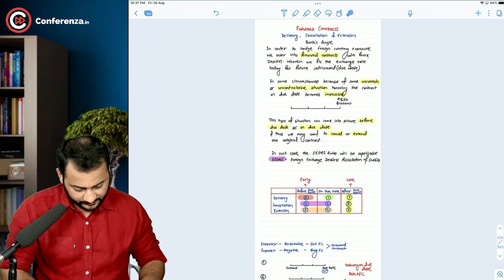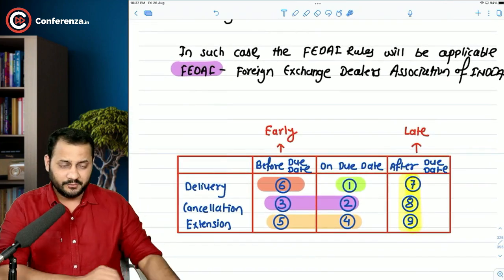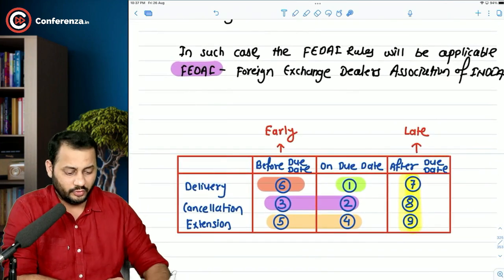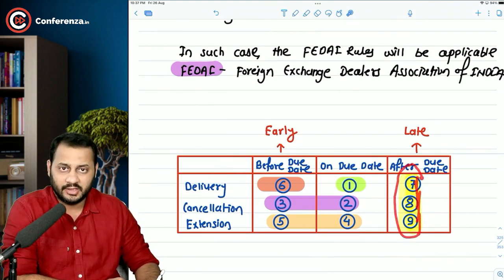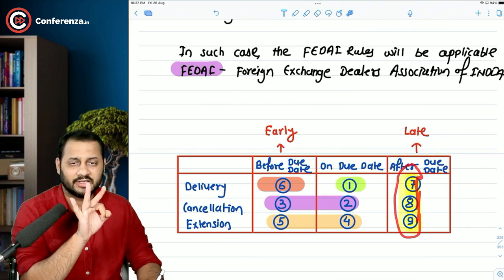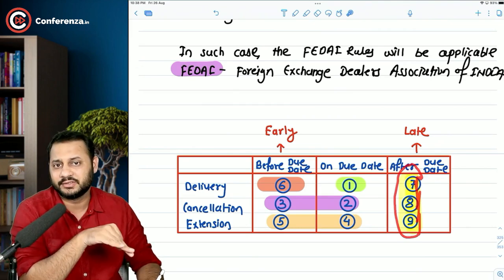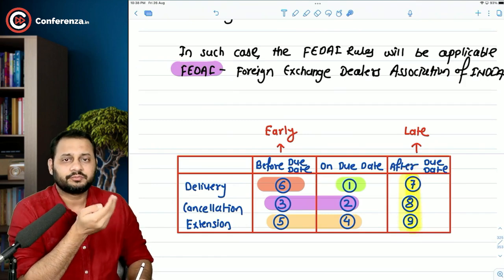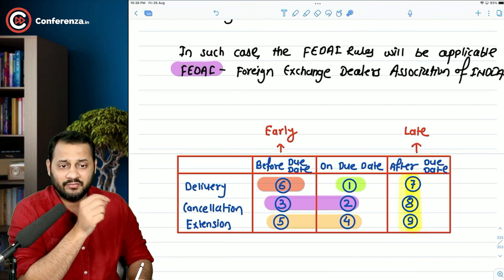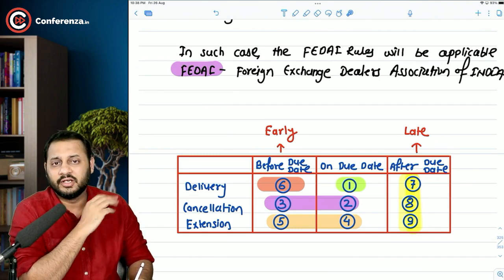It's up here. Everything. See, I have marked yellow all this late part, because most of the steps are the same in late delivery, late cancellation, and late extension. There are 3 charges which have to be recovered in all the 3 cases. So now you might have understood why we have taken all the different parts in different stages.